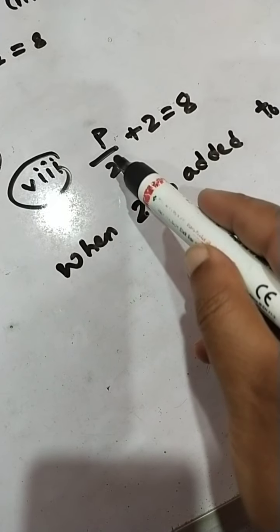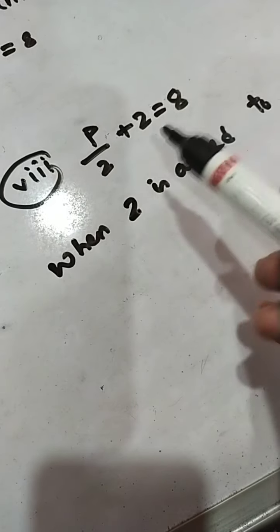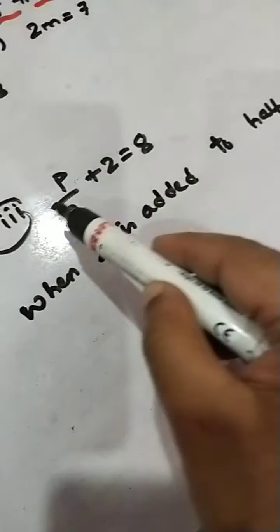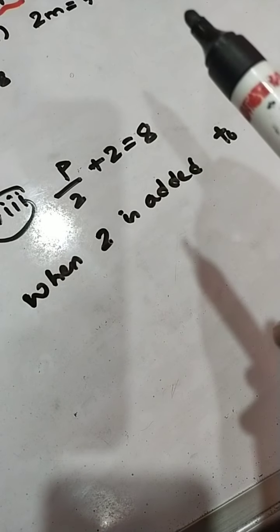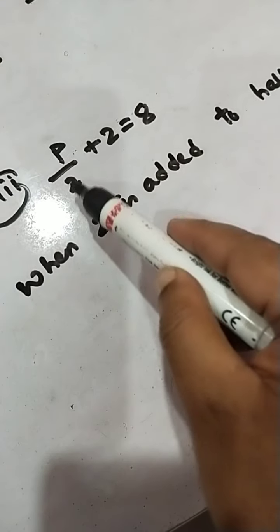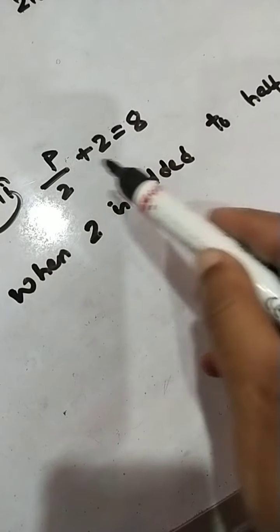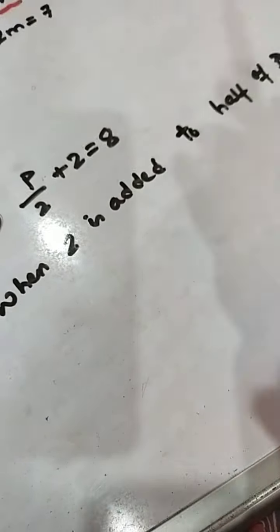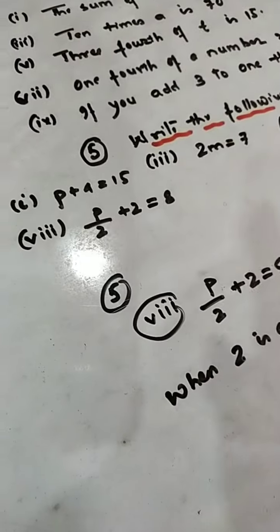Now suppose 4 is written here instead. What will you write? When 2 is added to 1/4 of p, the result is 8. Understood? So this is what exactly you have to do with question number 5.